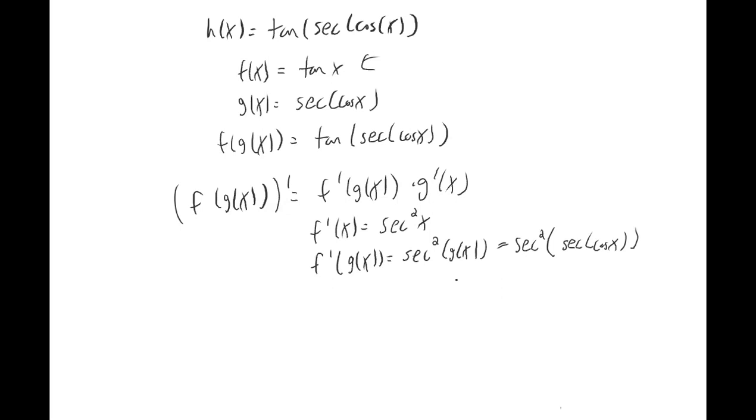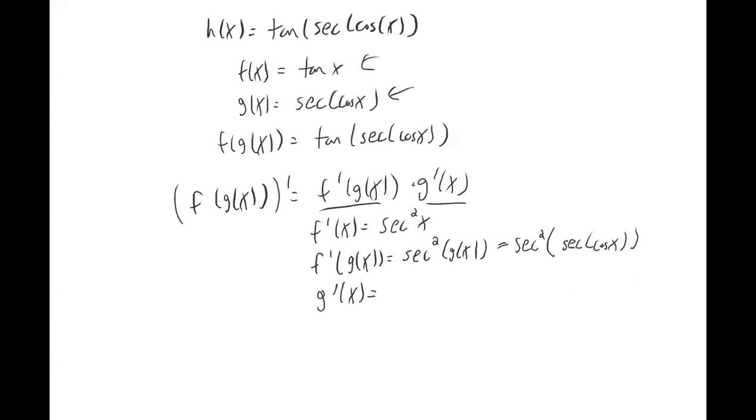Now, here comes the hard part. How would you find g prime of x? I found this term, now I need to find this term. So how would you find the derivative of this? Just tell me what rule I should use. So it's secant of cosine. Yeah, it's another chain rule. So this question is two chain rules.